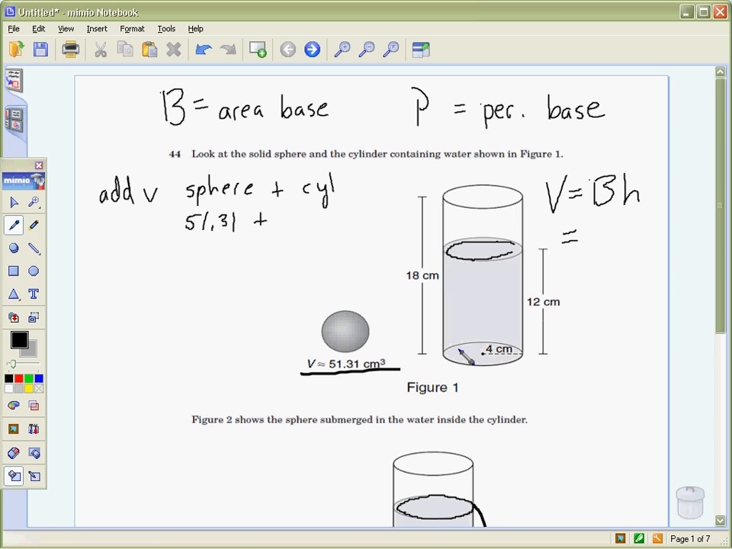Well, the base is in the shape of a circle with a radius of 4. And the area of a circle is found by multiplying pi times the radius squared. So what I can do is plug this pi times the radius squared in for big B and tack on my h, and so this expression here is equivalent to this expression here. So, what is r? r is 4. So far I have pi times 4 squared times h, which is 12. And I can just plug that into my calculator to get the volume.